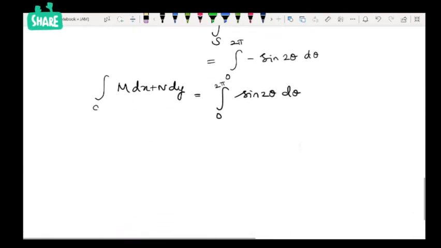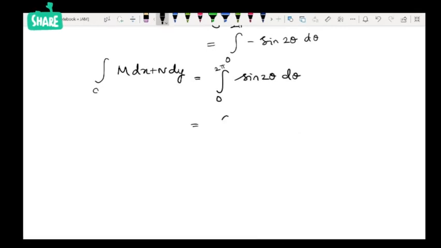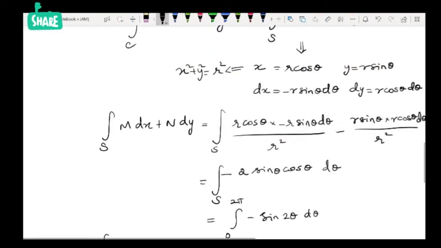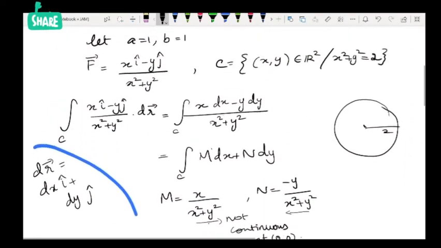So integrating that, we get cos 2 theta by 2, from 0 to 2 pi. First, when you apply 2 pi, you get cos 4 pi by 2 minus cos 0 by 2. Cos 4 pi is 1 and cos 0 is 1, so the answer is 0. Option D is the correct answer.